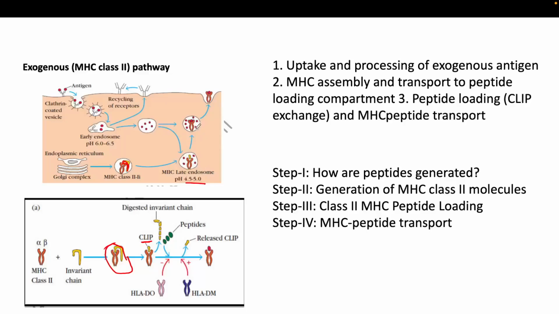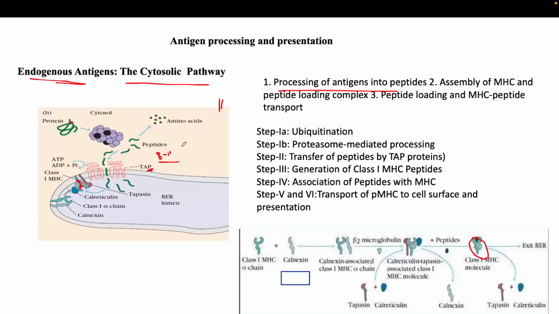When these two endosomes fuse together, the clip molecule will be removed from here, and the antigen will bind to the antigen binding cleft of the MHC2 molecule. Then through the vesicle process it will reach the plasma membrane of the cell and be presented to the CD4 T cell. Understood?